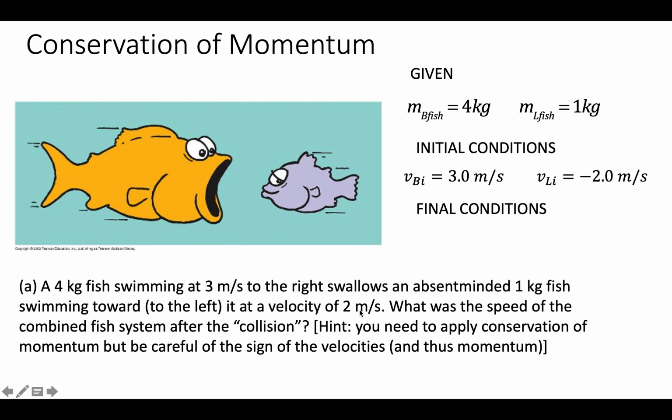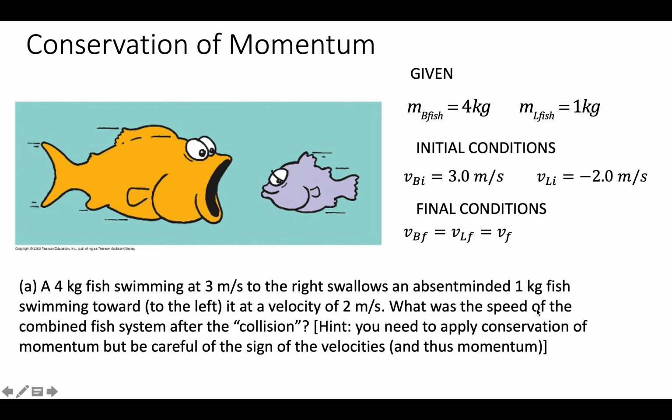So in terms of the velocity of the little fish, the velocity is actually negative because that little fish is traveling to the left, so its velocity is a negative 2 meters per second. In terms of the final conditions, the big fish swallows the little fish and they travel together after the collision, and so the final velocity of the big fish is equal to the final velocity of the little fish, and that just is some value.